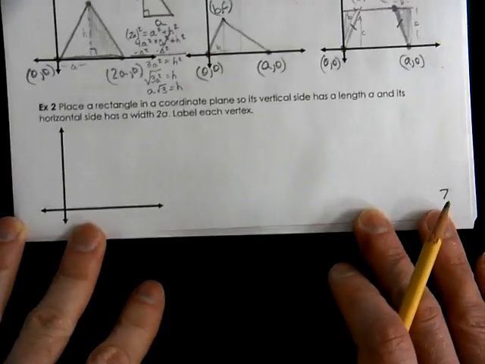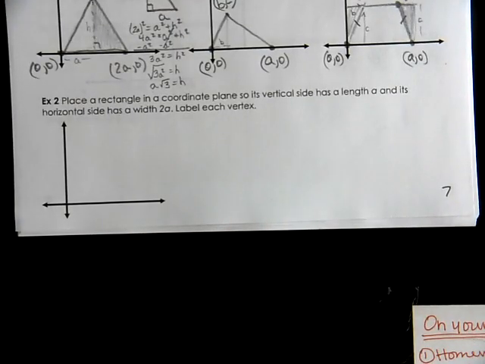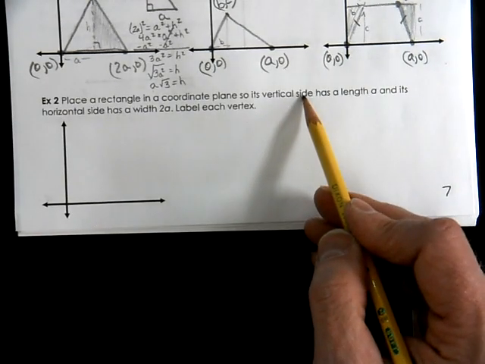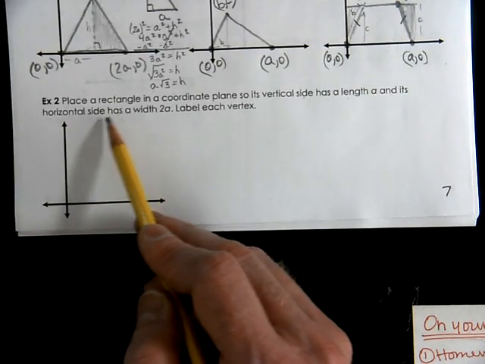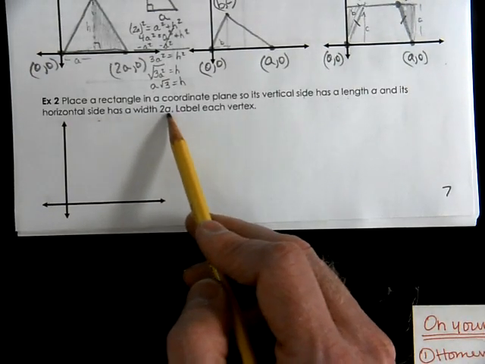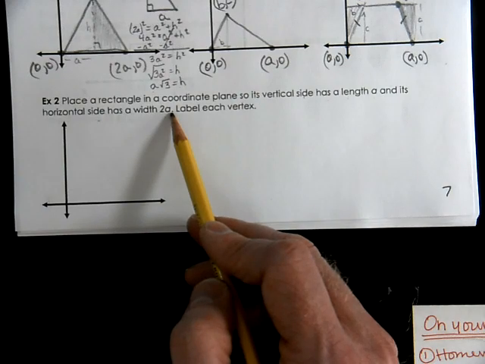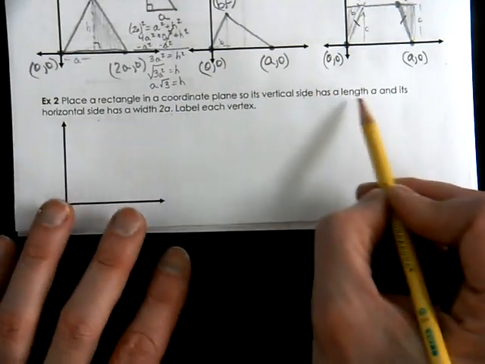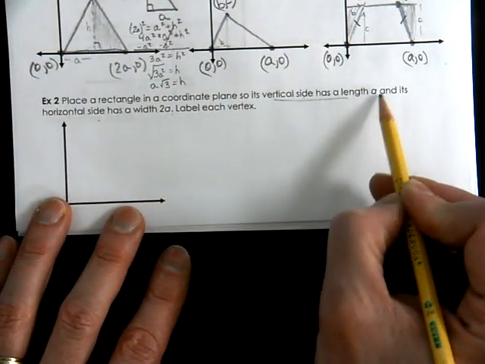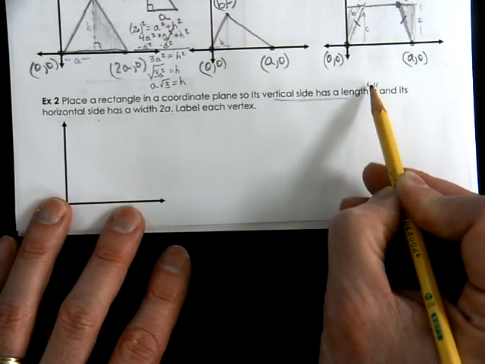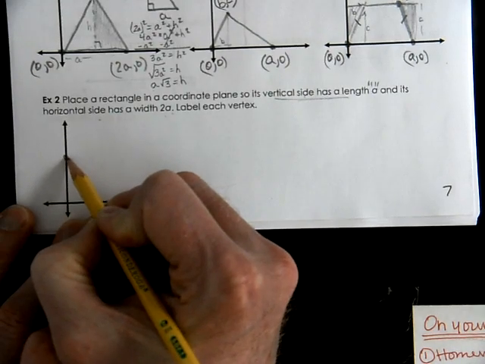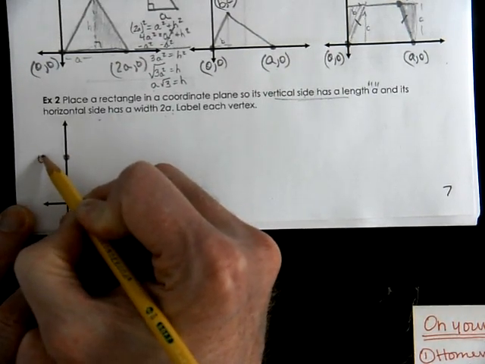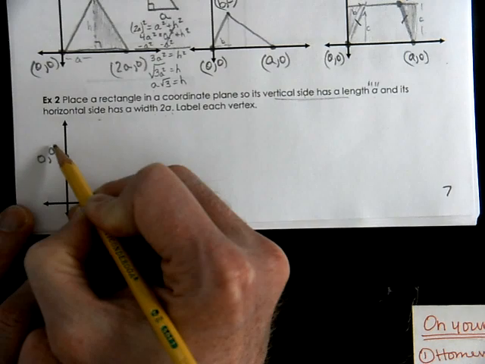So last thing we're looking at. Place a rectangle in the coordinate plane so its vertical sides have a length of a and its horizontal sides have a width of 2a. What does that mean? Vertical sides have a length of a. Vertical sides. So this has to be 0, comma a.